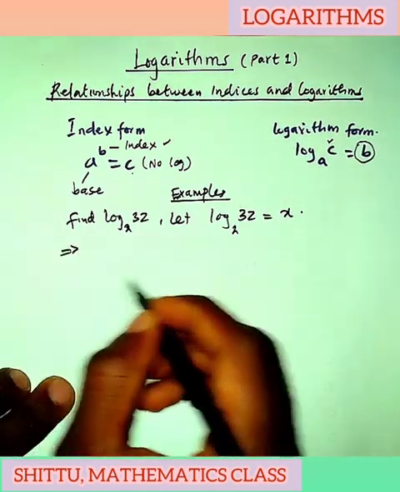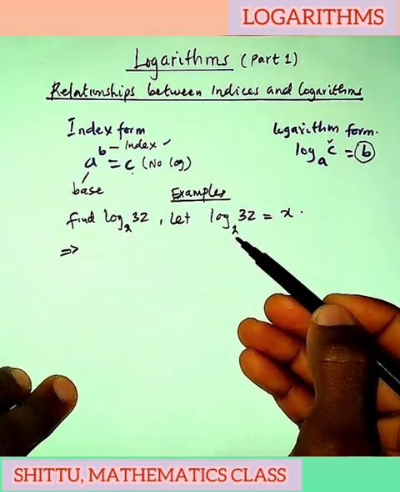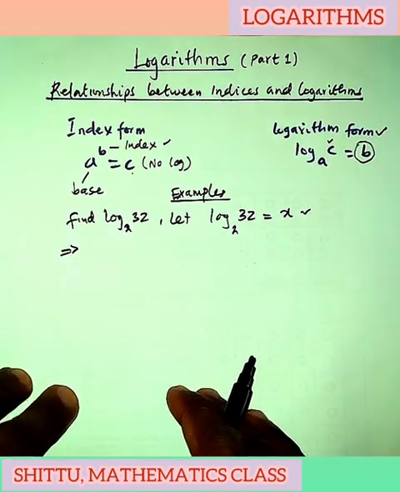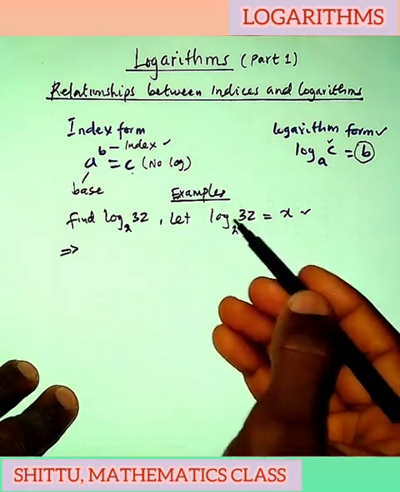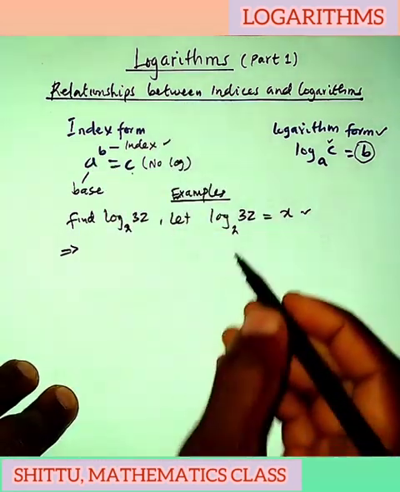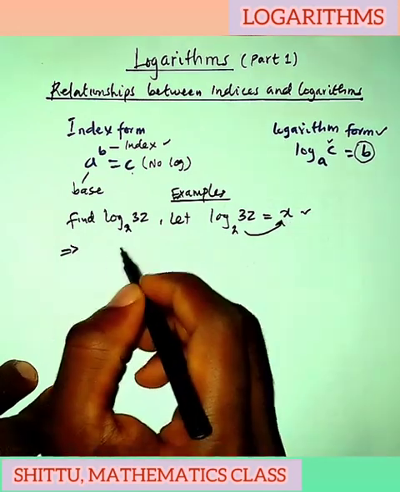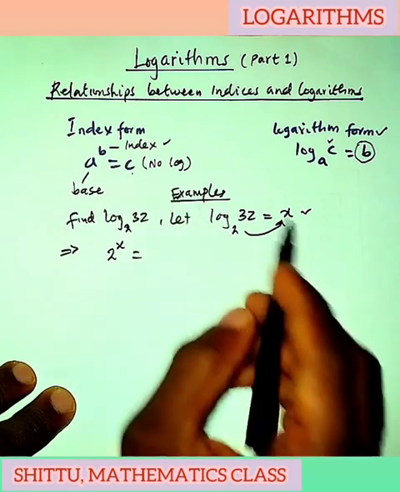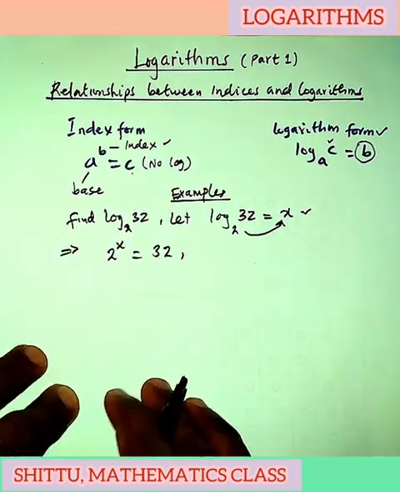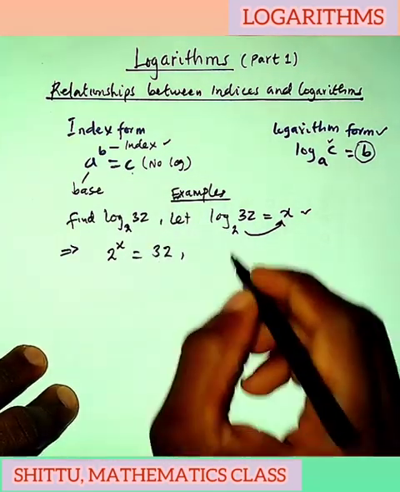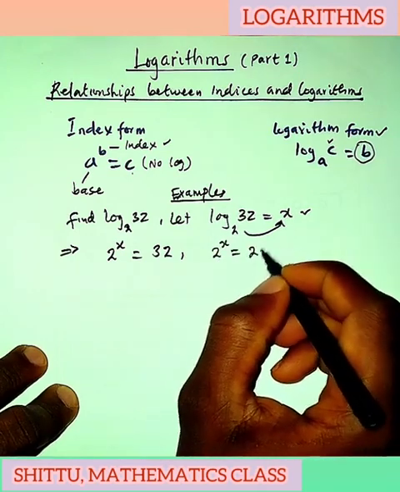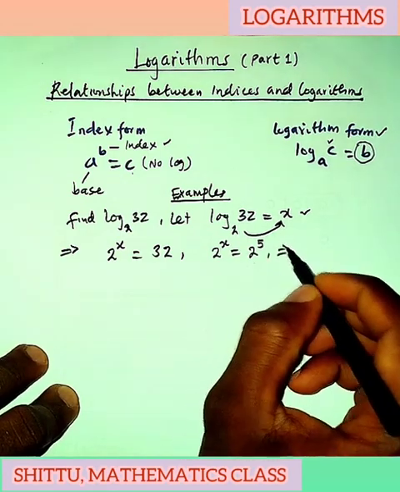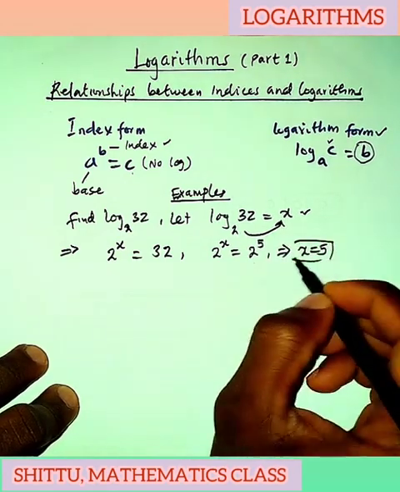From here, you can see that we have this in logarithm form, as we have up here. So we need to take this to index form. This is going to be 2 to power x equals the number log, the same way we have it here, and that's going to be 32. Now we write this 32 also in index form: 2 to power x equals 2 to power 5. From the law of indices, when we have the same bases, this implies that x equals 5, that is, we equate the power.